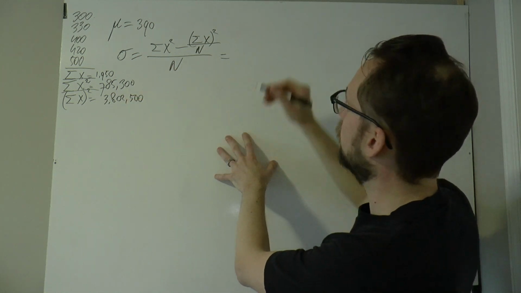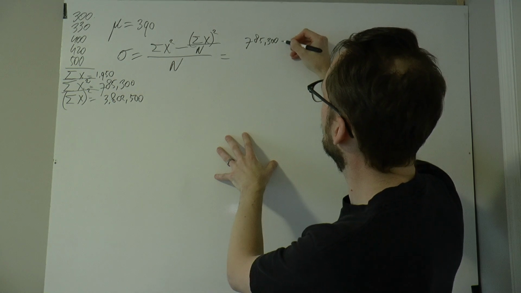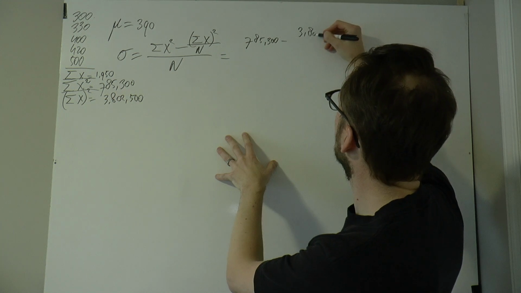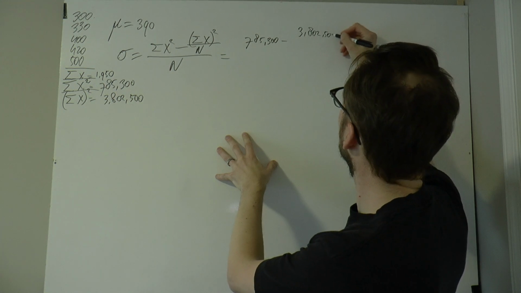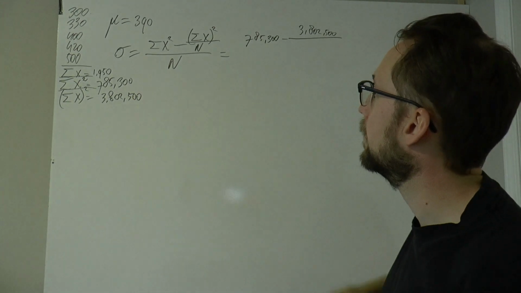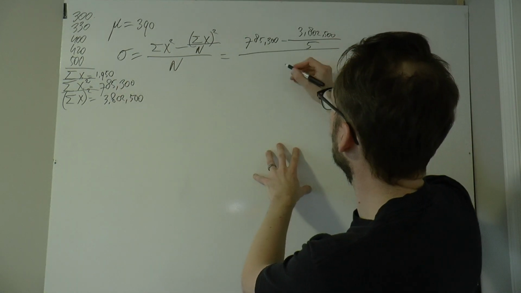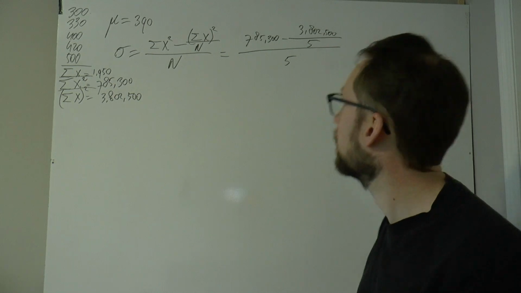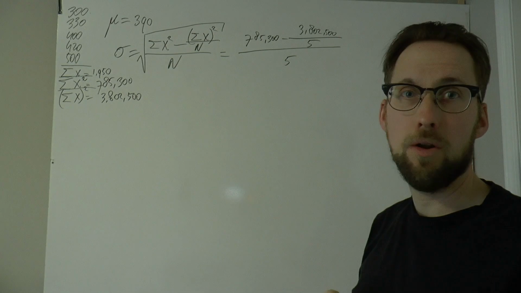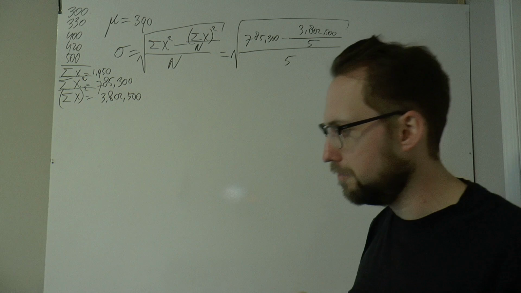I can plug this into my formula. I have the sum of all squared x's, 785,300, minus the sum of all x's squared, 3,802,500. Then I divide by big N, which is 5, since there are only 5 observations, and then this whole thing divided by 5 again. Of course, this was meant to be a sigma, not a variance, so I must take the square root. Otherwise I have the variance.